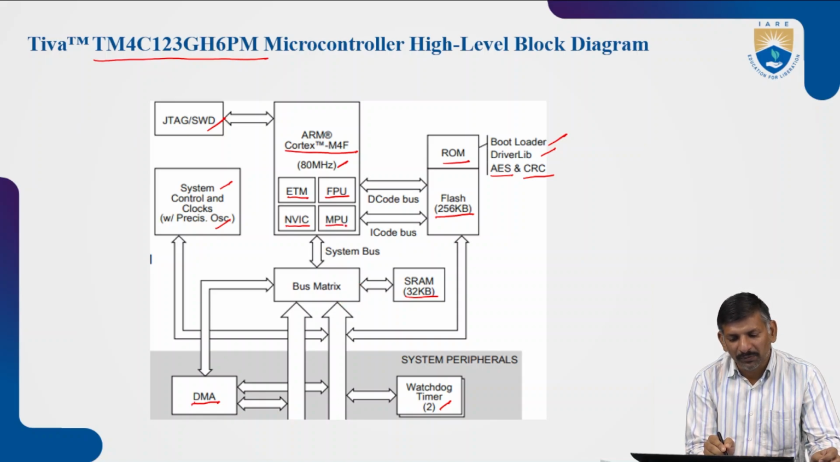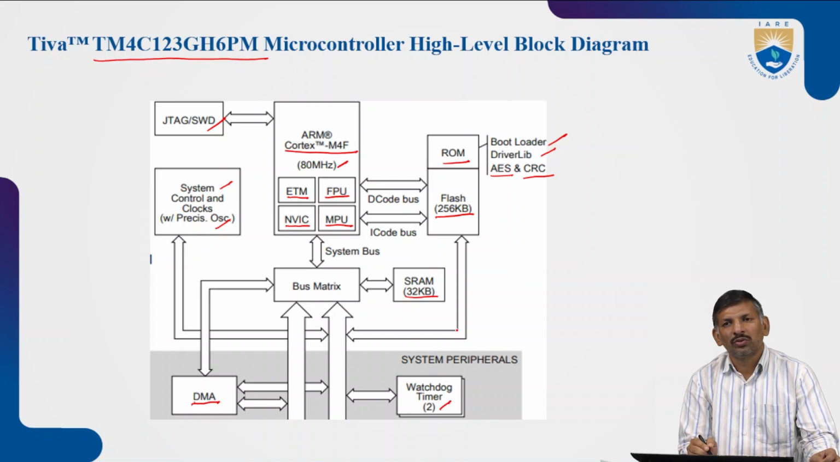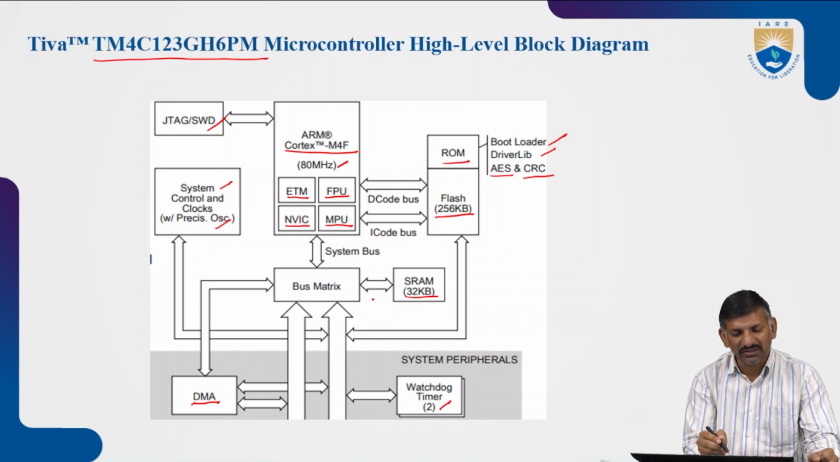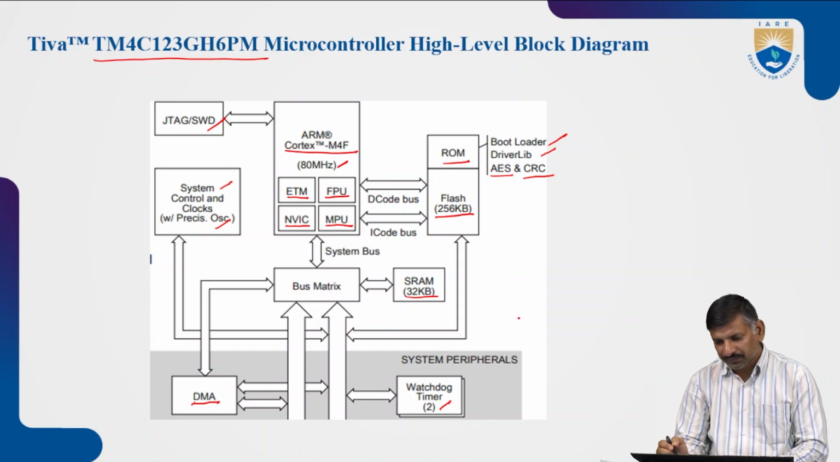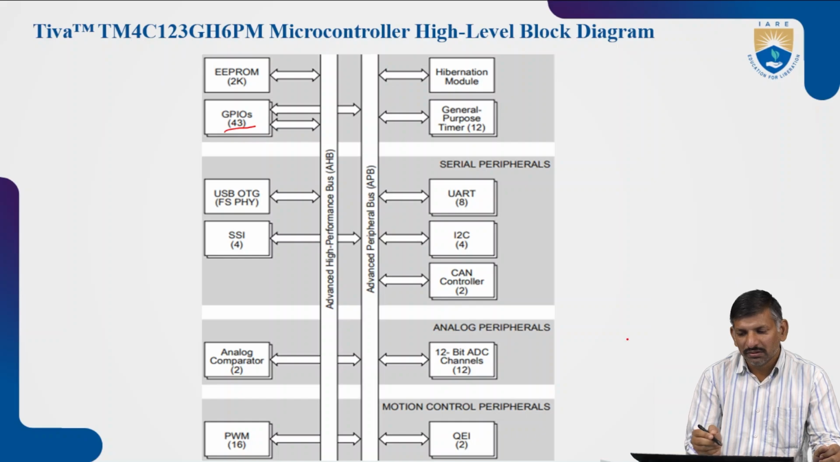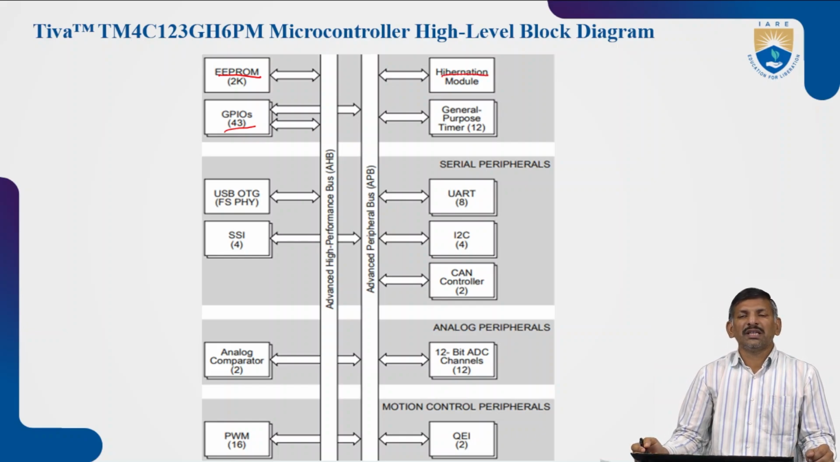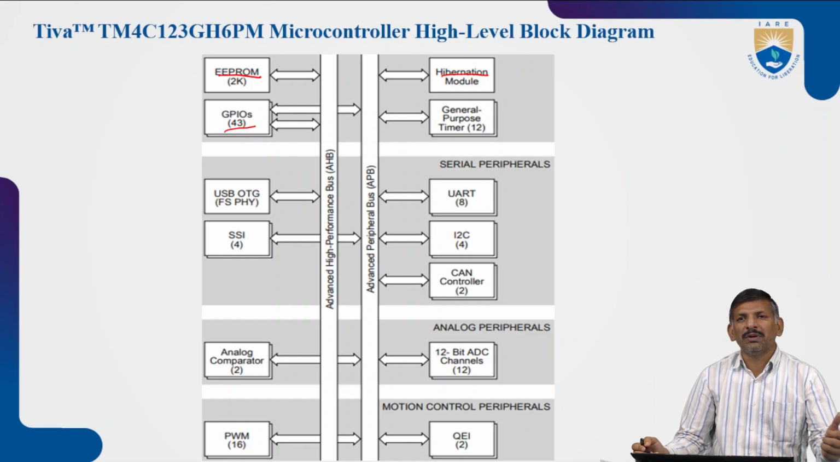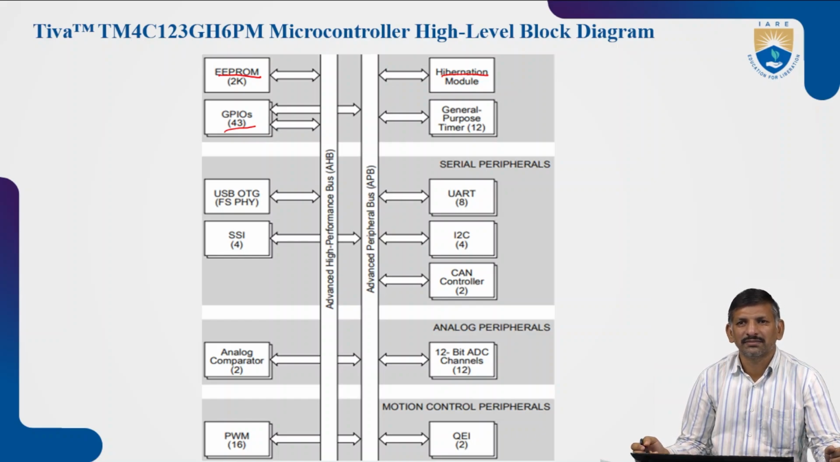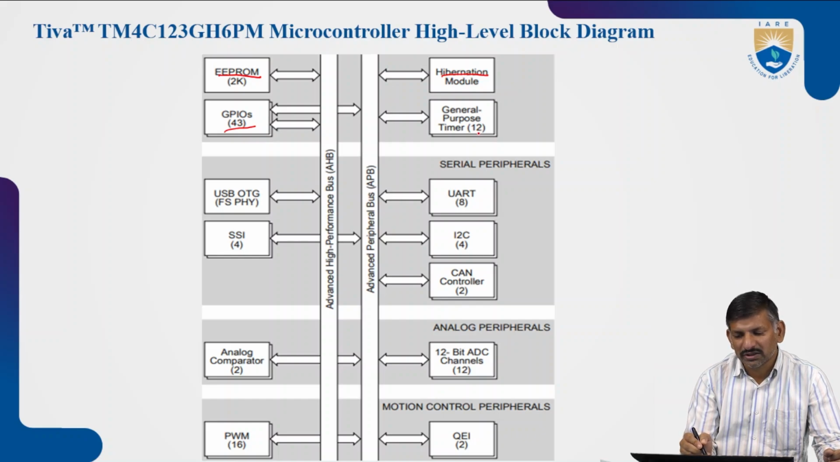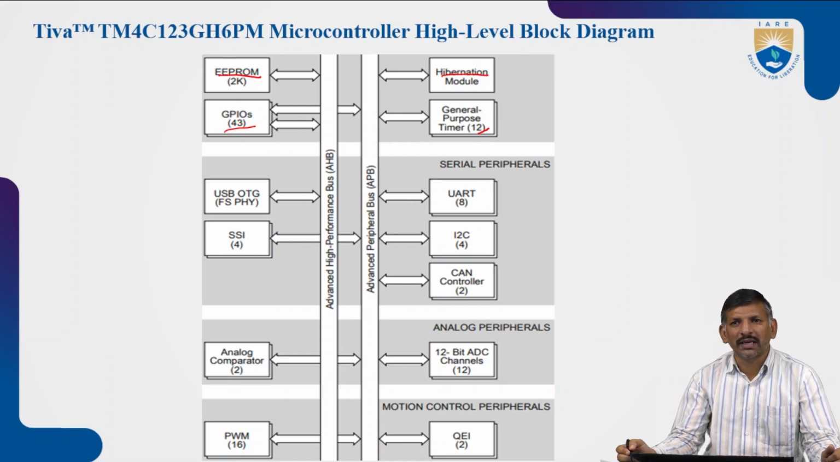Next, it contains a memory protection unit to avoid unauthorized accesses. For that purpose, it provides the security memory protection unit. Okay. Next, it contains 2 kilobytes EEPROM. It contains a hibernation module for saving power consumption by disabling the power supply to the unused components. It contains 12 general purpose timers for providing the accurate timing reference.